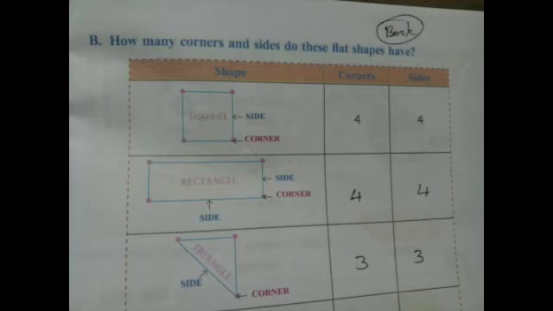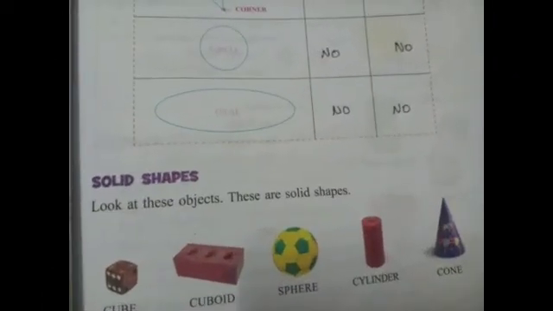Second one is a rectangle. A rectangle has 4 sides and 4 corners. Then third one is a triangle. A triangle has 3 corners and 3 sides. As we read before about the flat shapes, you have to remember these things and write them in the columns. Next shapes are the circle and the oval. As I said, the circle and the oval have no corners and no sides.